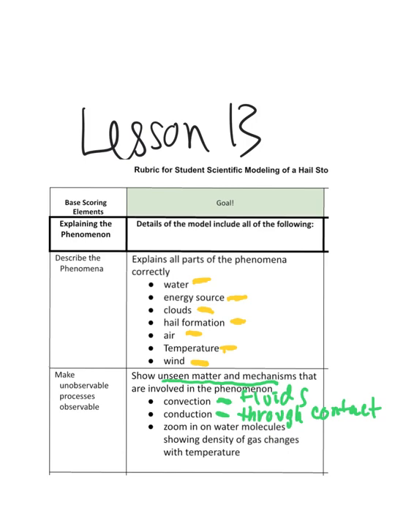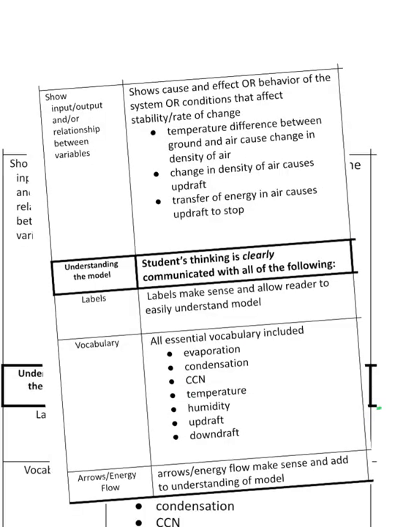And then you also need to zoom in on the water molecules, showing the role that density is playing with different temperatures. Some other things that you will have to show would be the temperature difference between the ground and air causing the change in density, how a change in density is causing updrafts and what updrafts are, and that the transfer of energy in the air causes the updraft to stop.